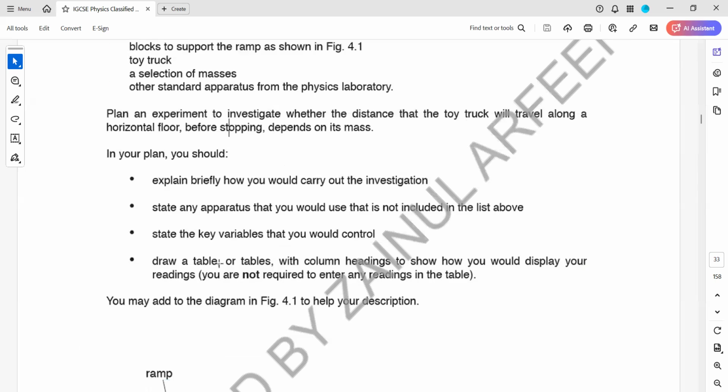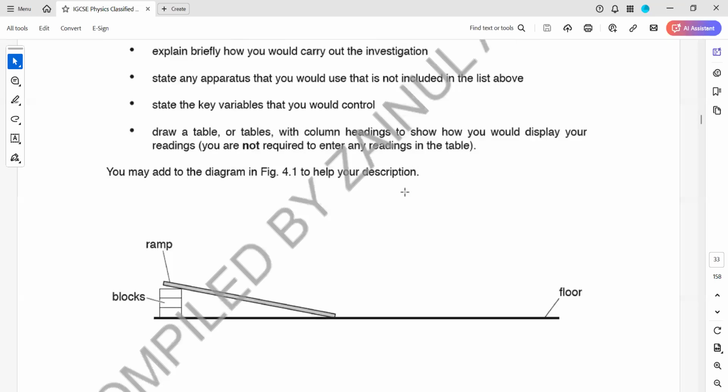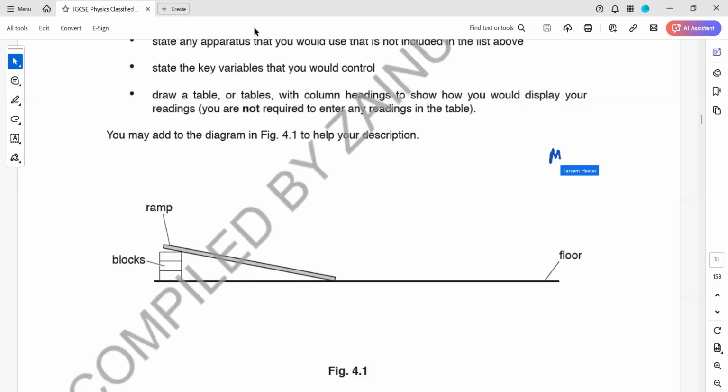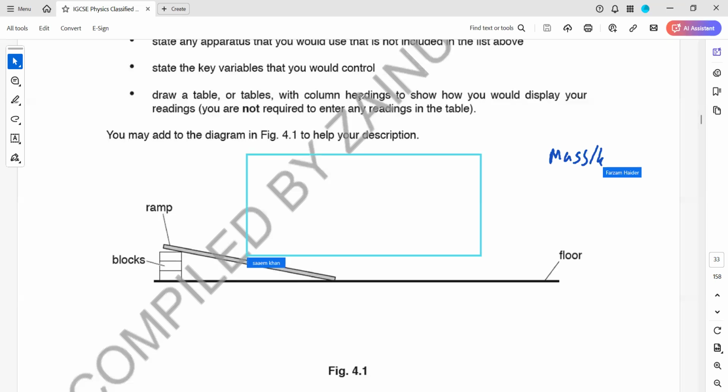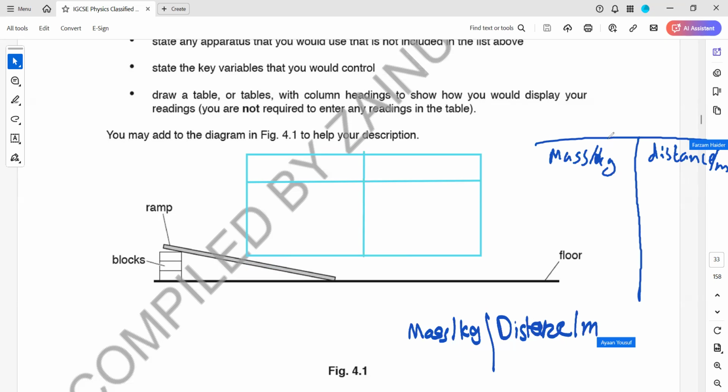Then draw a table or tables with a column heading. What should be the table? Because we are investigating how the mass can affect the distance, even though the SI unit of the mass is kilogram, in the lab the common one which we are using is gram. Same thing, the SI unit of the length or a distance is meter, but in the lab we are using centimeters. So the appropriate units table is always with a column heading. Like if you write mass, it should be slash gram. If you write distance, slash centimeter.